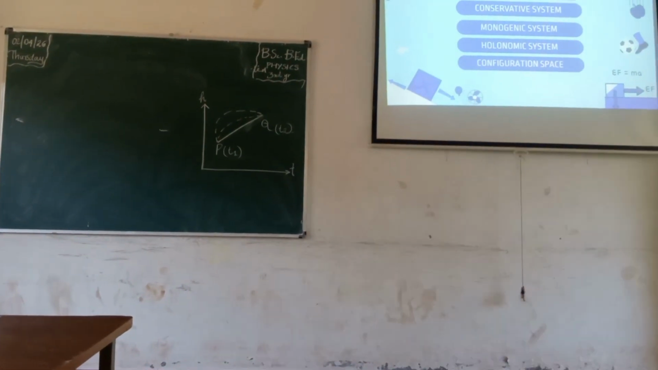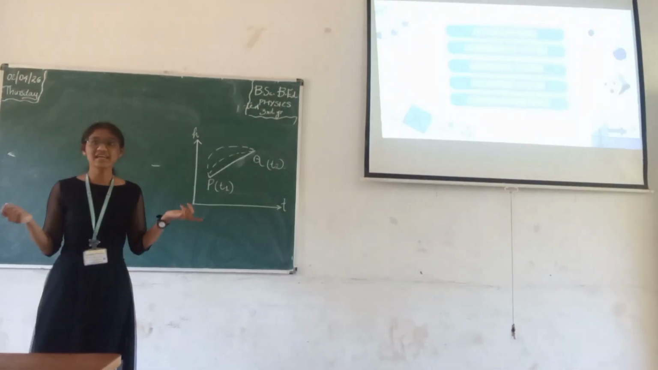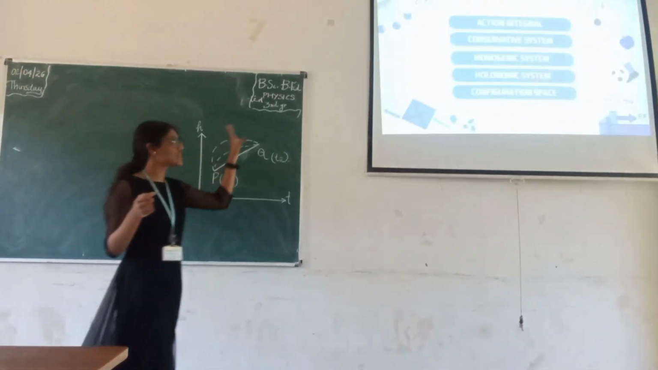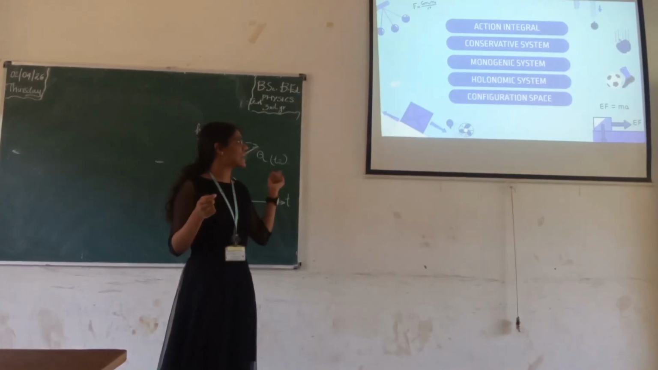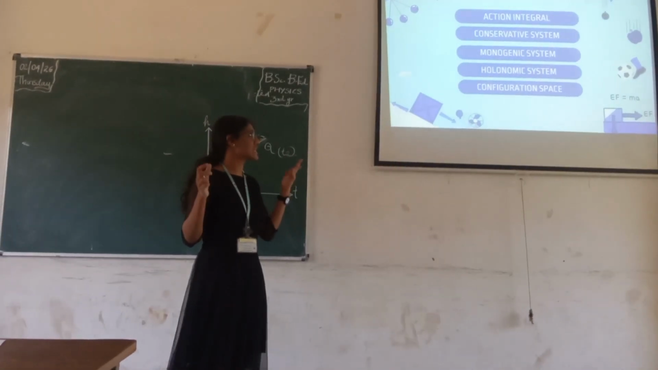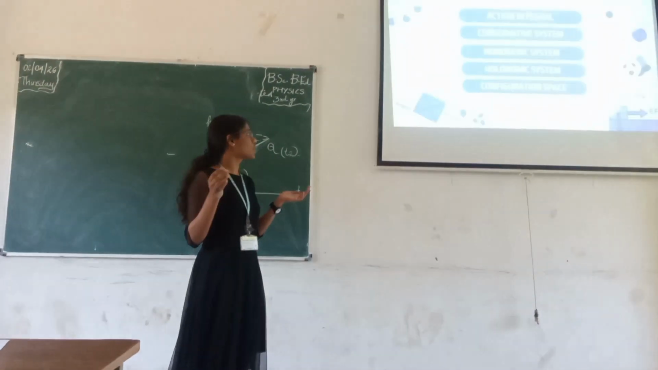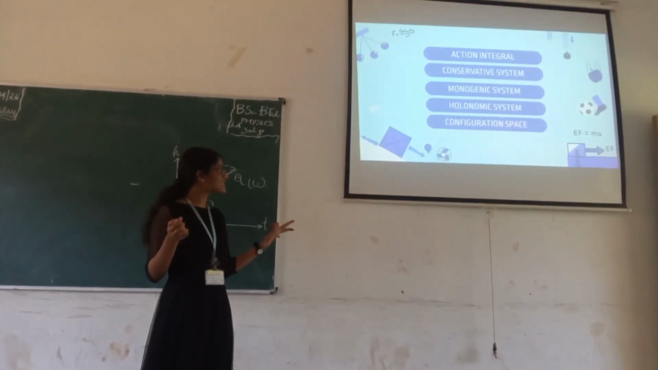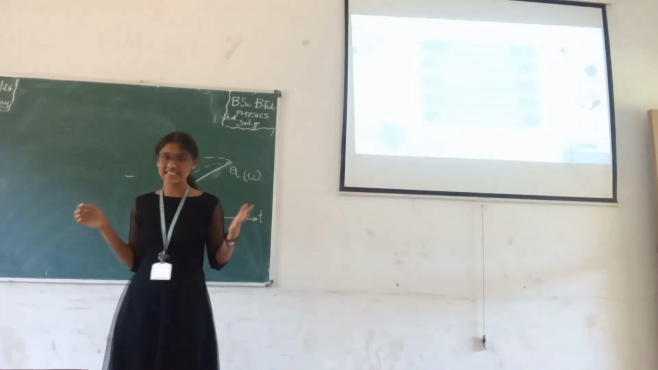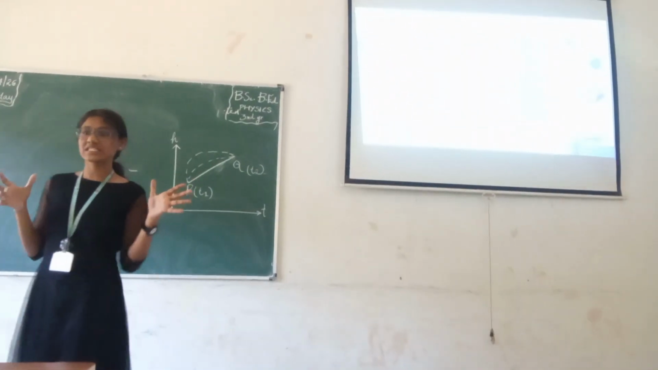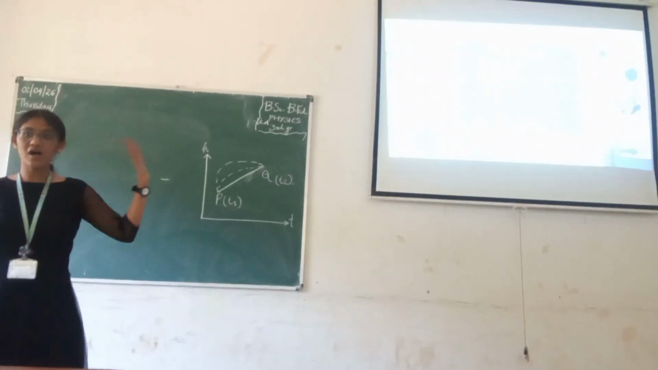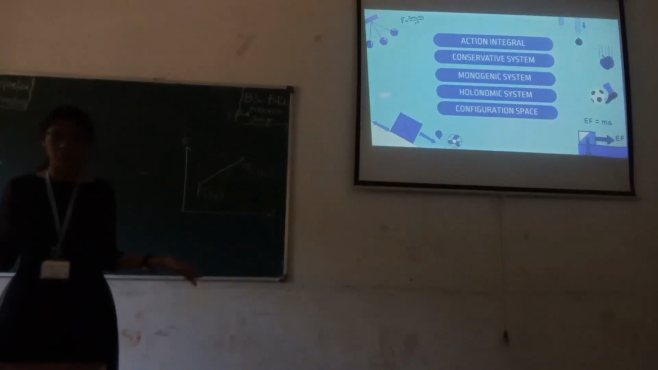So for understanding this particular principle, we need to have an understanding of all these things. The first one is action integral, second is a conservative system, third is a monogenic system, then holonomic system, and configuration space. I think action integral is new to us. All other things are something which we already know, right?